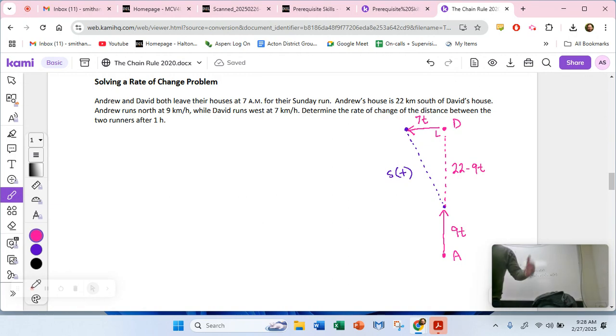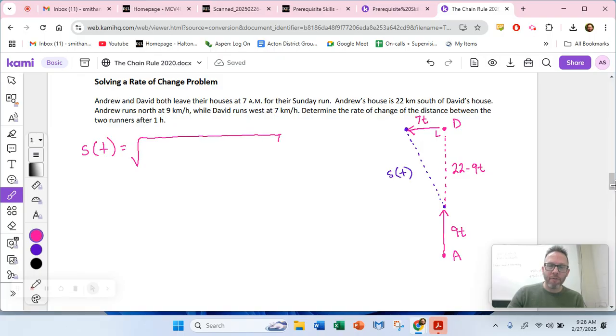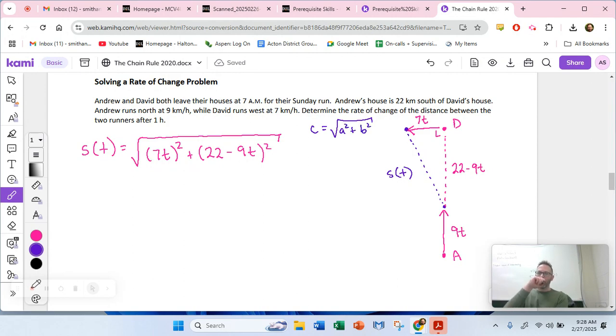All right, so now we're ready to go ahead and solve the problem. We're going to use Pythagorean theorem. The distance between our two friends, using Pythagorean theorem, is just the root of the two legs squared. 7t all squared and 22 minus 9t all squared. And all we used there is Pythagorean theorem. Hypotenuse is equal to the root of a squared plus b squared. Just Pythagorean theorem.